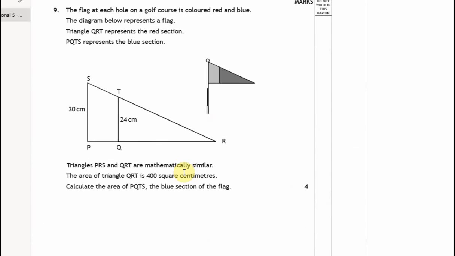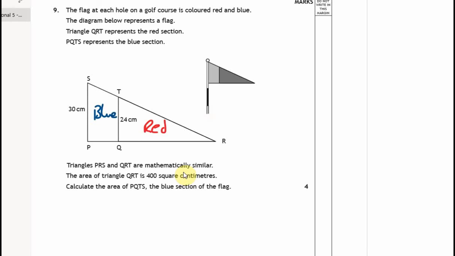Oh, this looks good. This is one of my favourites. This is a similar shaped question by the looks of it. So we've got a flag at each hole in the golf course, and it's coloured red and blue. The diagram represents a flag. Triangle QRT is the red section, so this bit here is red, and the rectangle is blue.